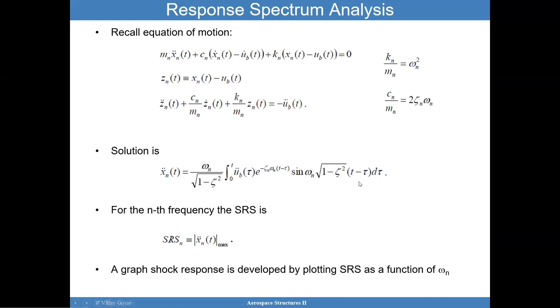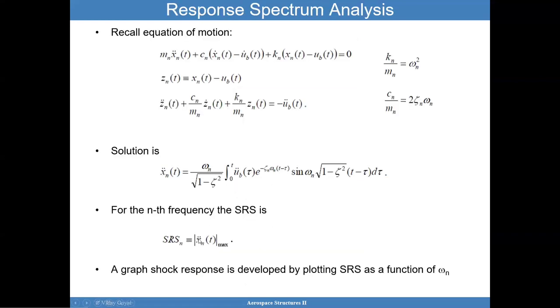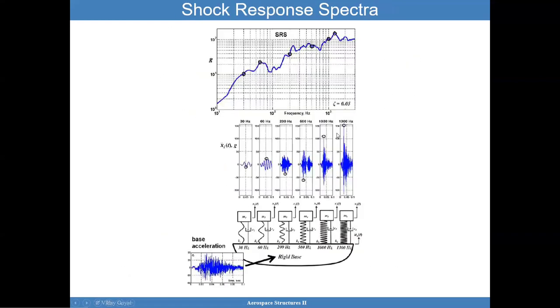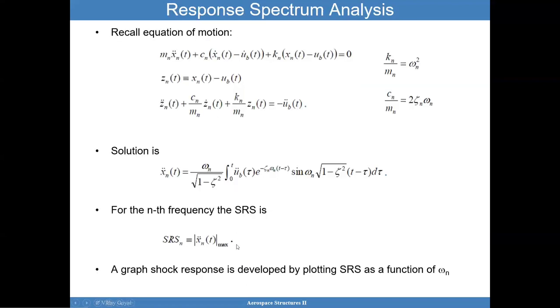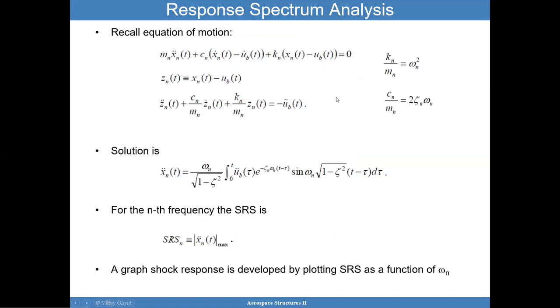this right here. And for the nth frequency, the SRS is provided by this. And so in fact, what I want to do is, for the nth oscillator, and I want to do this as continuously as possible, calculate the max acceleration response at these masses. And so I'll get that value, which is then graphed on the y-axis for each of these omega n's that we talked about. And so there are tools available that can do these calculations that work really well.